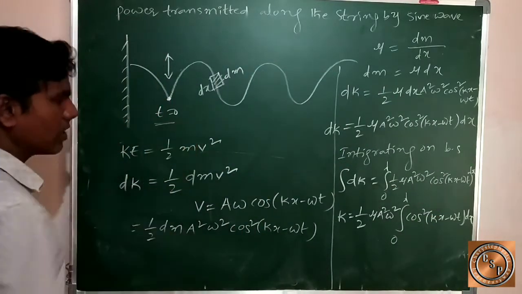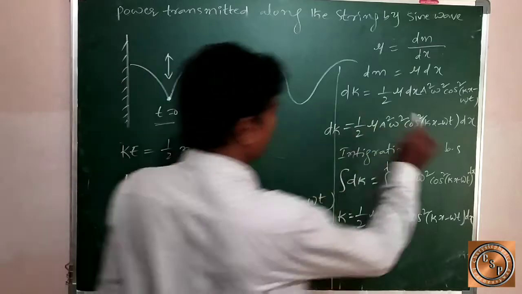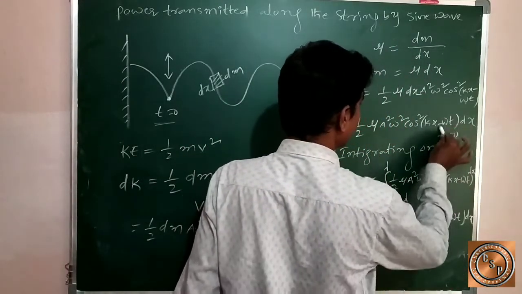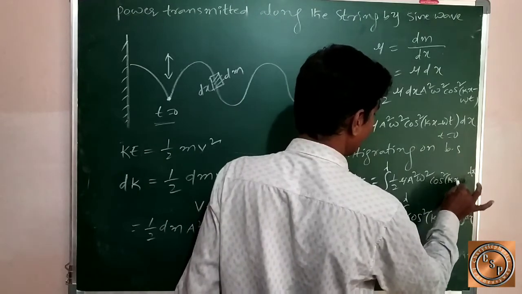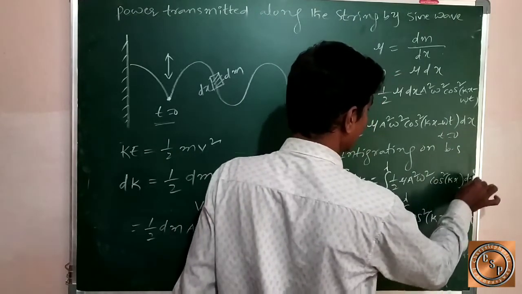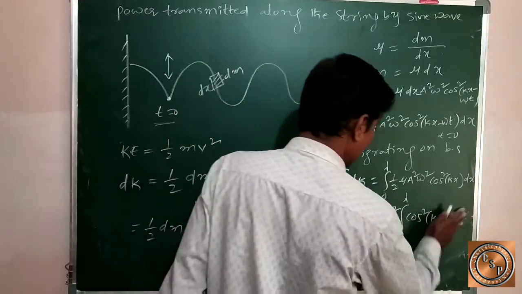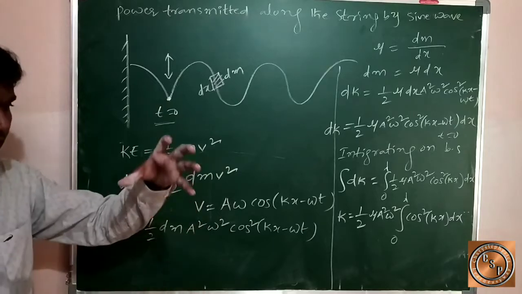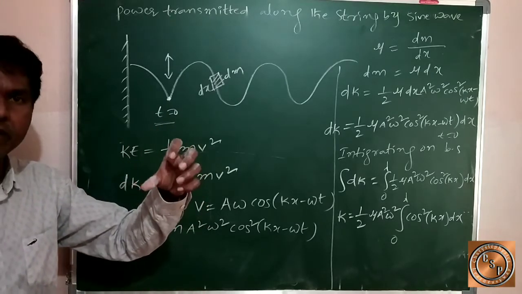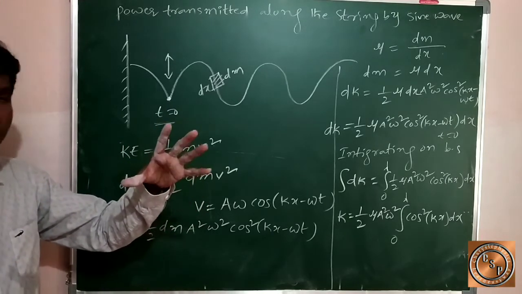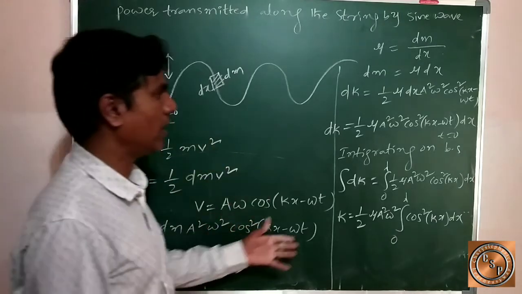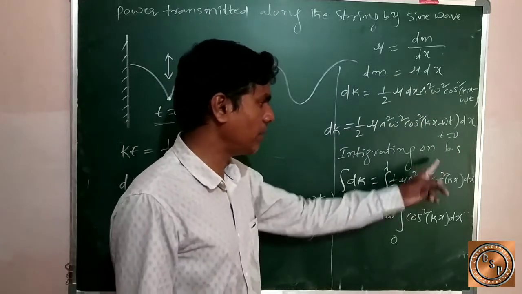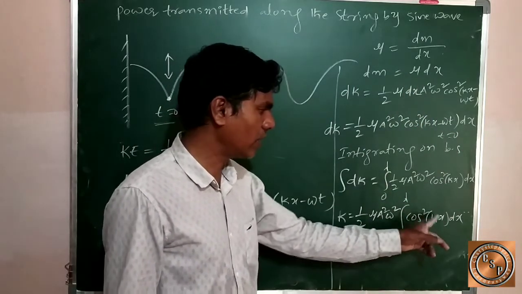Here, at time t equal to 0, we can write kx minus omega t, this will be 0. This will be 0 means we have to write only kx dx here. Kx dx, because the vibration of the particle is minimum. It comes to rest position at time t equal to 0. That's why the t value is substituted in the place of t. This term will be 0. The remaining part is written here, cos square kx dx.